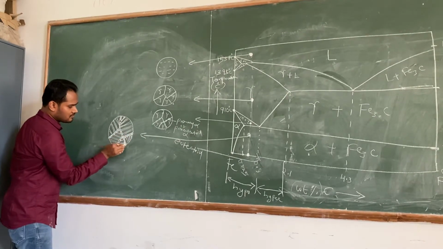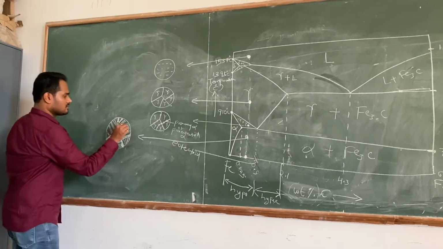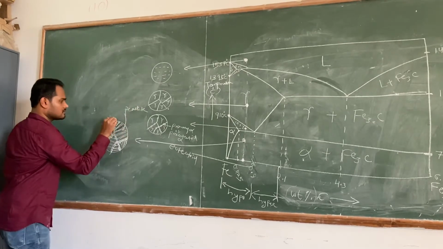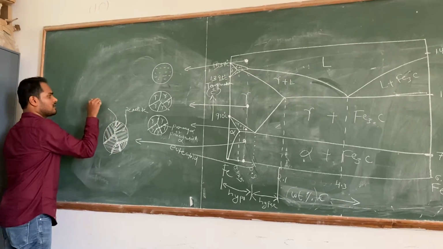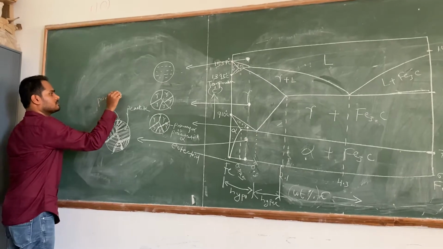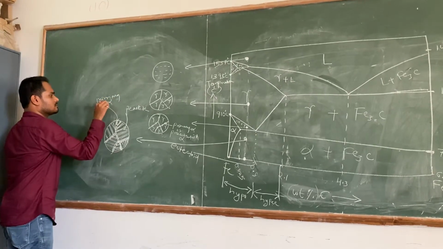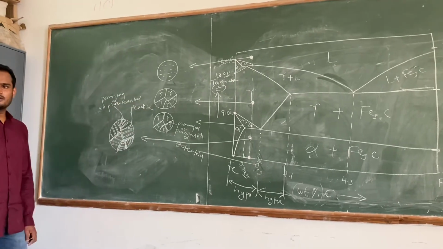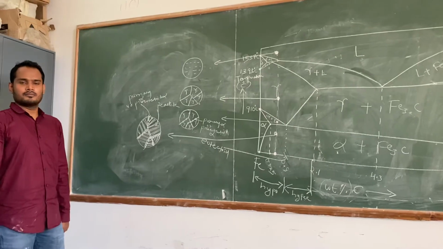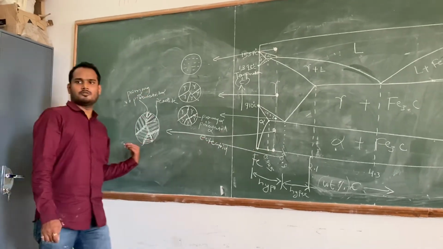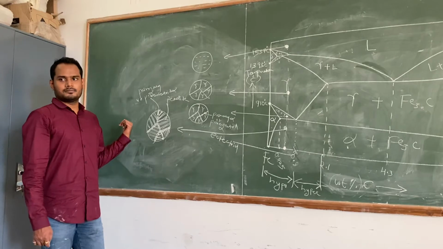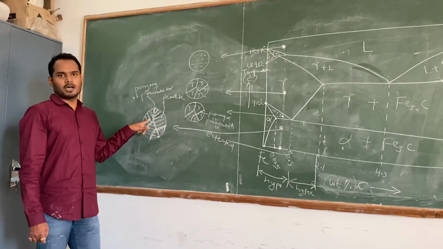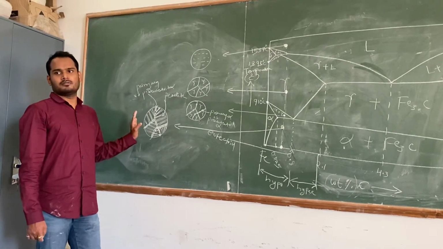Is it clear? Yes. What are these? These are perlites actually. These are perlites. And this is primary alpha or proeutectoid alpha. Is it okay? Yes. Now, this is the evolution. So room temperature same. This will be there. Nothing else. So at room temperature you will be having perlite and proeutectoid alpha or proeutectoid ferrite.